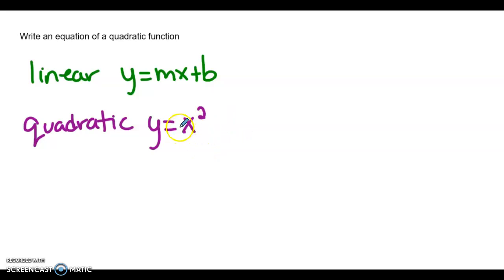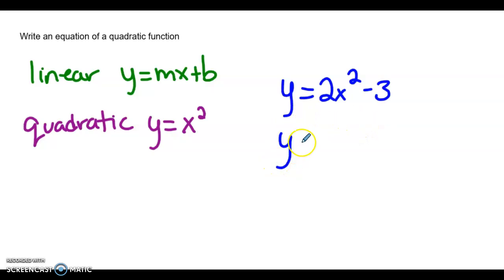It can have other numbers in here. It could have, like, let's just make one up. We can make any up that we want. So y equals, let's say, 2x squared minus 3. That could be a quadratic function. It could look a different way. It could be like y equals (x minus 2) squared minus 3.